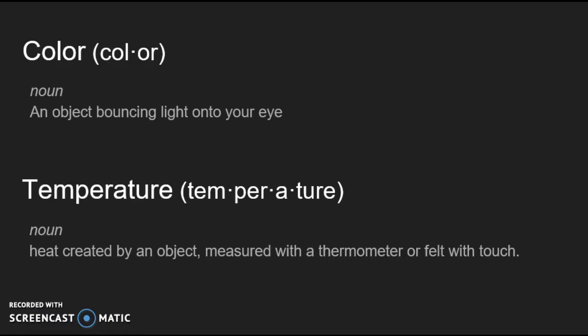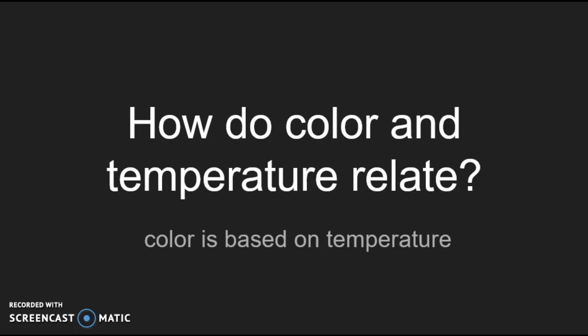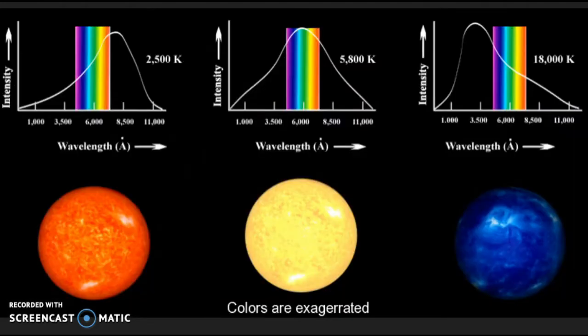Okay, so now that we've defined these two characteristics, can we find ways that they relate to each other? How do color and temperature relate? This is something that you might know more intuitively, but color is based on temperature. If you think of a lighter, for example, the hottest part of a flame or a fire is going to be the blue part. Maybe that's something you knew, maybe it's not. But in the same way that the white part isn't as hot as the blue part, we see this relation between color and temperature, and we can see that in stars as well.